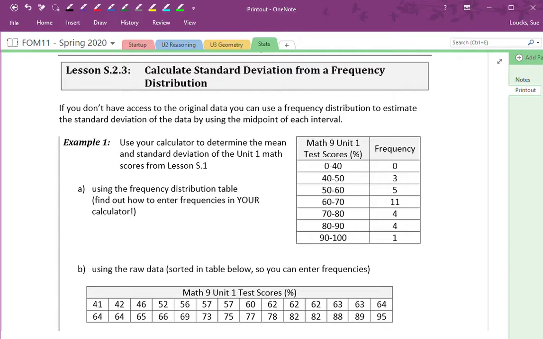All right, so for example, here I know that there were three somewhere between 40 and 50, so I'm going to pretend these were all at 45, because that's the middle. And these were all at 55, and these were all at 65, 75, and so on. Okay, so I'll just put a label. This is the midpoint of the interval.